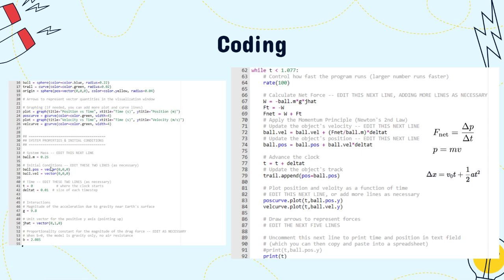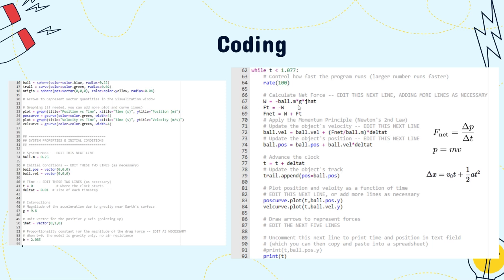For the coding, this is the initial conditions that I stated, the ball being 0.25 kilograms, the ball position being 0, 0, 0, placed at the origin, the time was 0, and delta t was 0.01, chosen for accuracy, and the gravity is 9.8. This is the unit vector for the positive y-axis. B, the coefficient for force of drag, was calculated using trial and error. The t less than 1.00077 was calculated by finding out the frames between the zeros, how long it stayed at the position at the origin, and dividing that by 300 to calculate the seconds. And the rate is at 100.